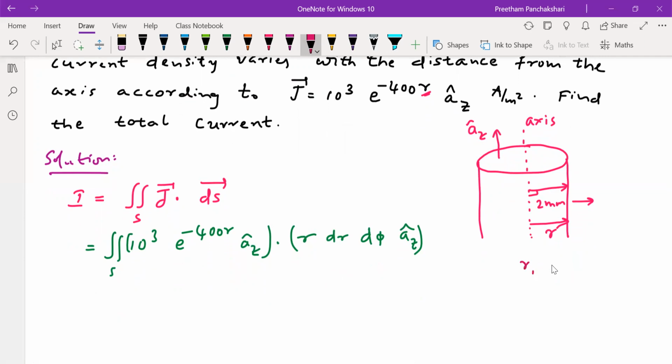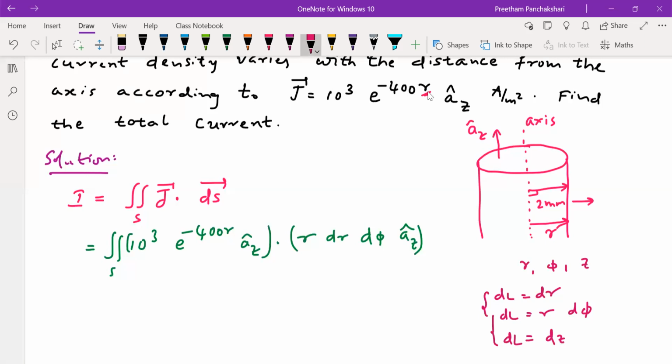In the cylindrical coordinate system, three variables are there: r, phi, z. When r changes, it gives us the differential length dr. When angle phi changes, it gives the differential length r d phi. And when z changes, it gives the differential length dz. So to define a differential surface element dS, we have to multiply any two differential lengths.